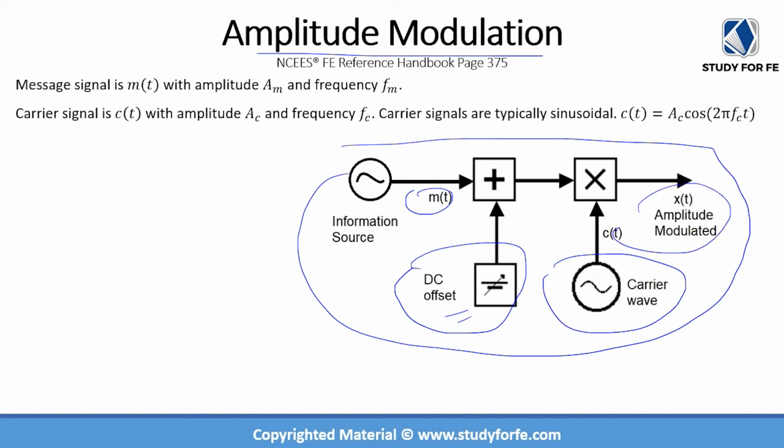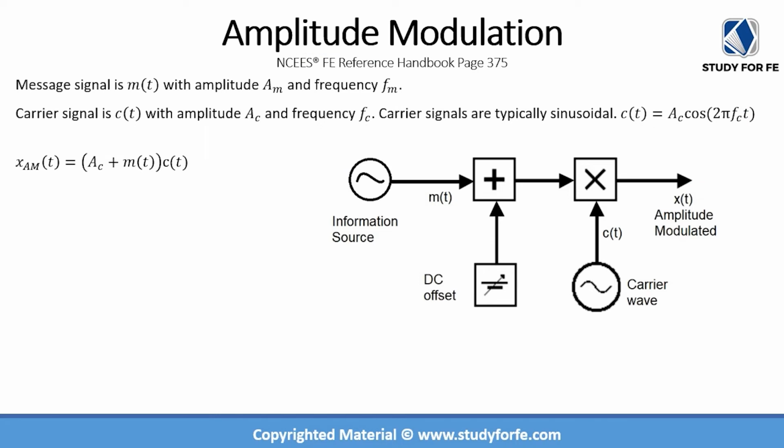So your message signal is m of t. It will have an amplitude of AM and a frequency of FM. And the carrier signal is C of t. It will have an amplitude of AC and a frequency of FC. And as you know, FC will be much, much higher than FM. And carrier signals are typically sinusoidal. So we can express C of t as a product of its amplitude, AC, times cosine 2 pi FCt. And you can see over here, FC is the frequency of the carrier wave.